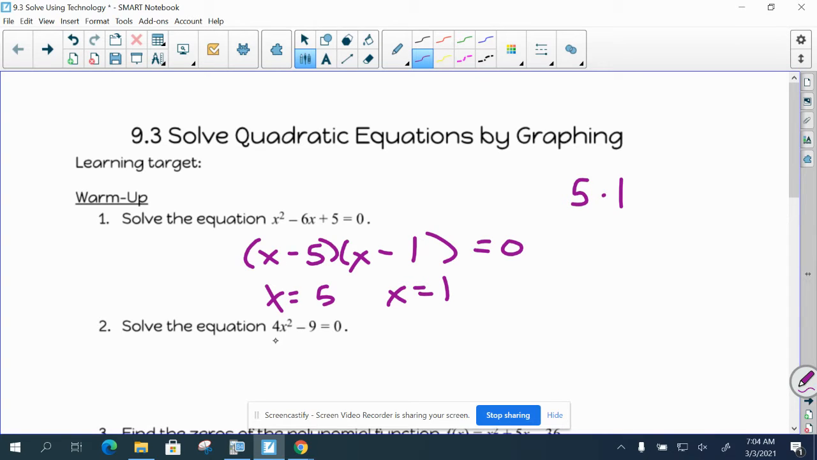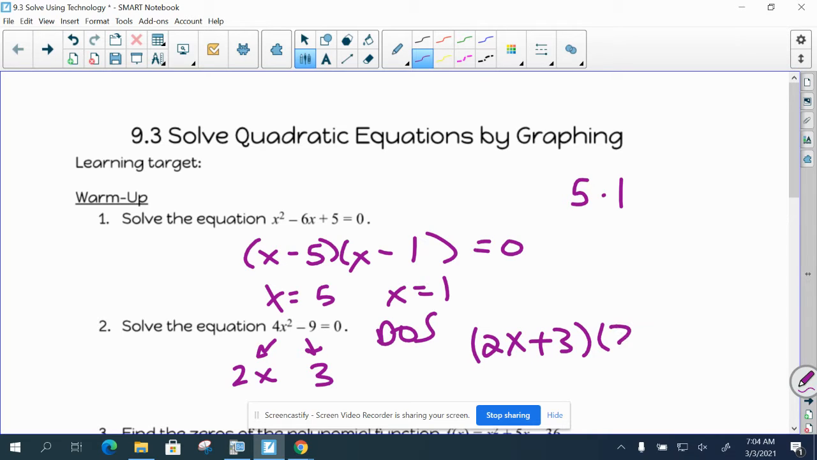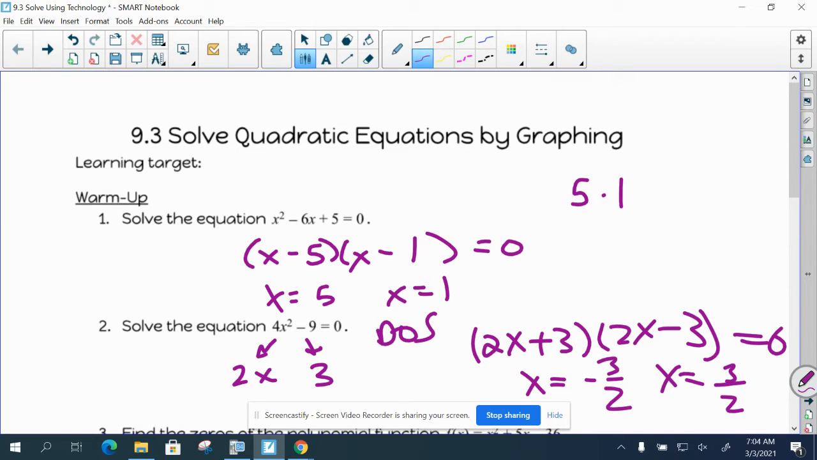For number 2, this is not the same thing as trinomial factoring, but it is a difference of squares, where the square root of 4x squared is 2x, and the square root of 9 is 3. So we would write 2x plus 3 times 2x minus 3. Then our solutions would be, you would subtract the 3 and divide by 2. So x equals -3 over 2, and x equals +3 over 2.